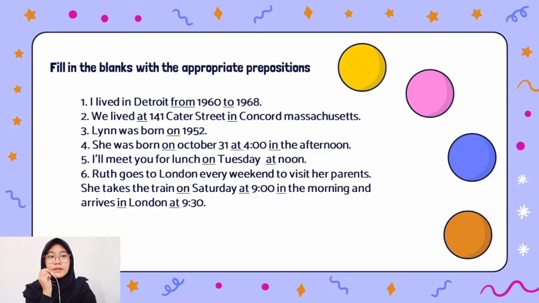Fifth sentence, I will meet you for lunch on Thursday at noon. Sixth sentence, Ruth goes to London every weekend to visit her parents. She takes the train on Saturday at 9 in the morning and arrives in London at 9:30.